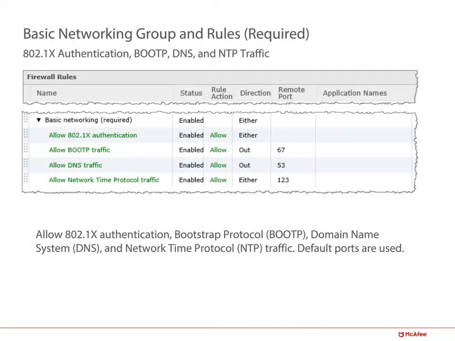We have a rule group that has to do with your basic networking. This is required. If you'll notice, you have allow certain authentication, your BOOTP, your DNS, your network time traffic. These are very important so that your system can actually be communicating with your network and not have that be disabled, such as getting the right DNS resolved so I can actually log into Active Directory. Okay. So we do have the default port assignments assigned to these particular protocols.